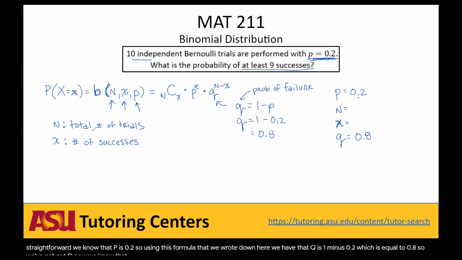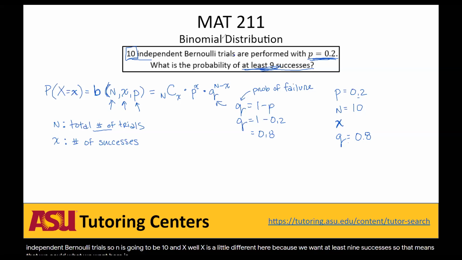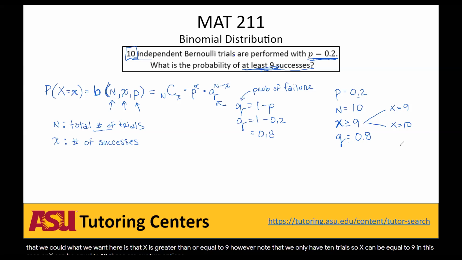Now we know that n is our total number of trials. Well, from our problem statement, we're doing 10 independent Bernoulli trials, so n is going to be 10. And x is a little different here because we want at least 9 successes. That means x is greater than or equal to 9. However, note that we only have 10 trials, so x can be equal to 9 in this case, or x can be equal to 10. Those are our two options here.